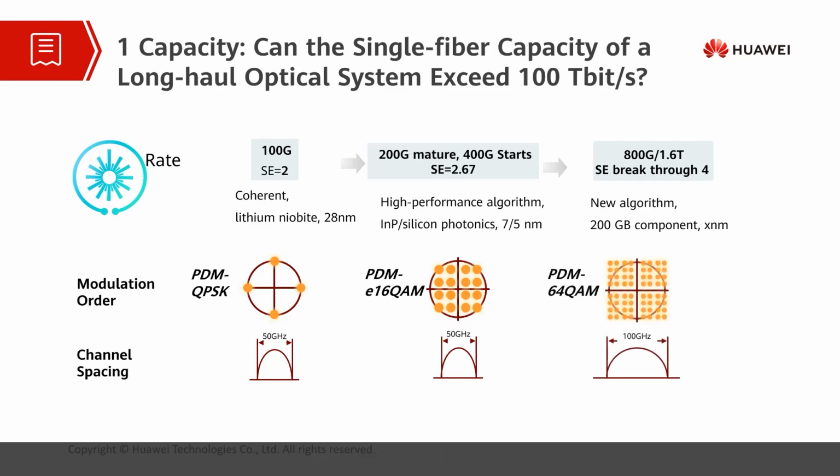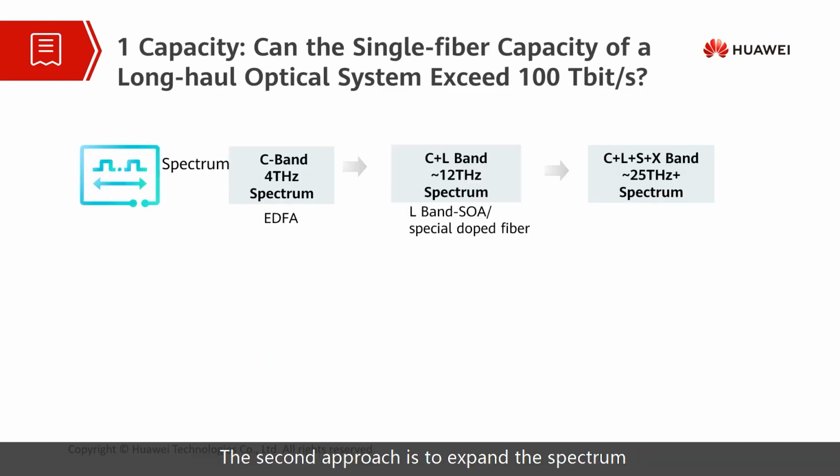In the future, higher modulation orders like 64 QAM will be the main means to improve the capacity of WDM networks. The second approach is to expand the spectrum of optical communication to accommodate more channels. Currently, the most common WDM system uses C-band and 4 terahertz spectrum. This can provide 80 wavelengths.